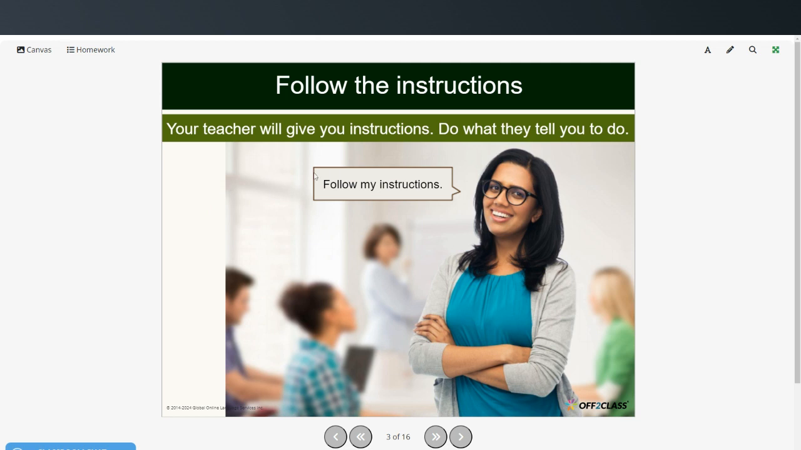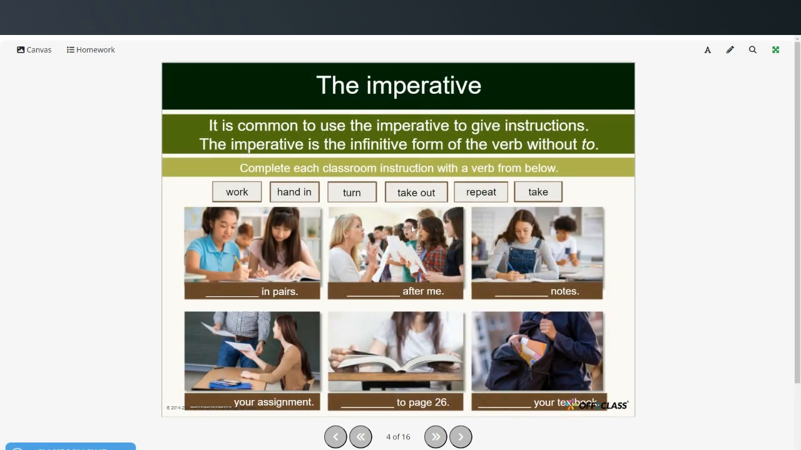So here are some of the ways that a teacher might tell you what to do. Might say, follow my instructions. And again, with instructions, it's common to use the imperative, and the imperative is the infinitive form of the verb without the word to. So complete each classroom instruction by using one of the verbs below.